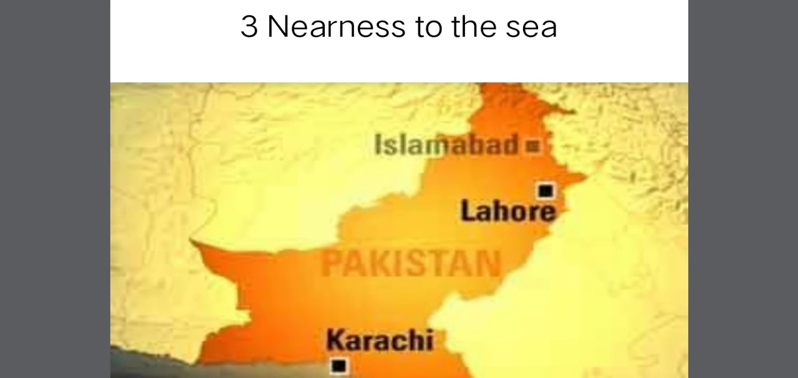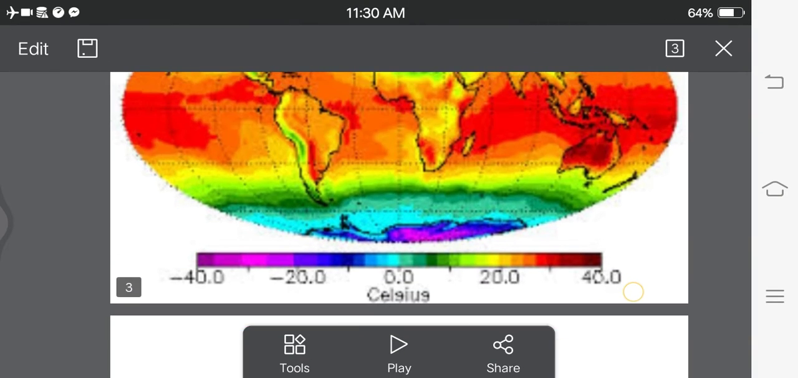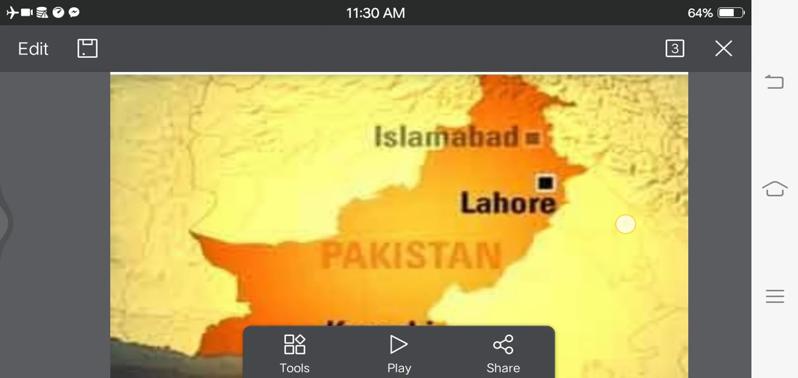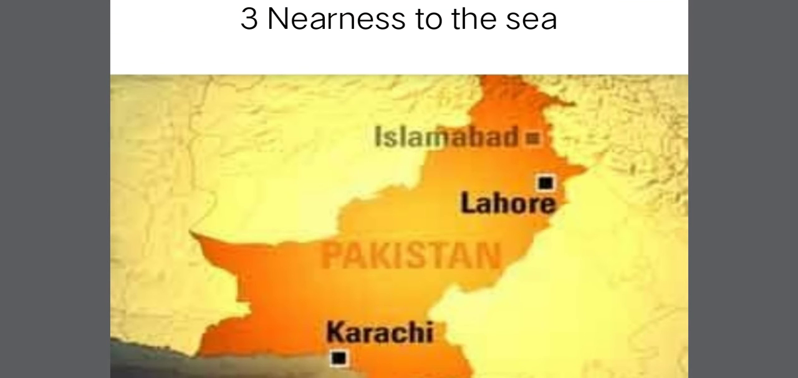And nearness to the sea. We have looked at the equator region, where the regions are very hot. Karachi is also in the equator region, but it is near the sea. As compared to Lahore, Karachi is not as warm. Why? Because Karachi is near the sea. You will find the Arabian Sea in the southern part of Pakistan, near Karachi.